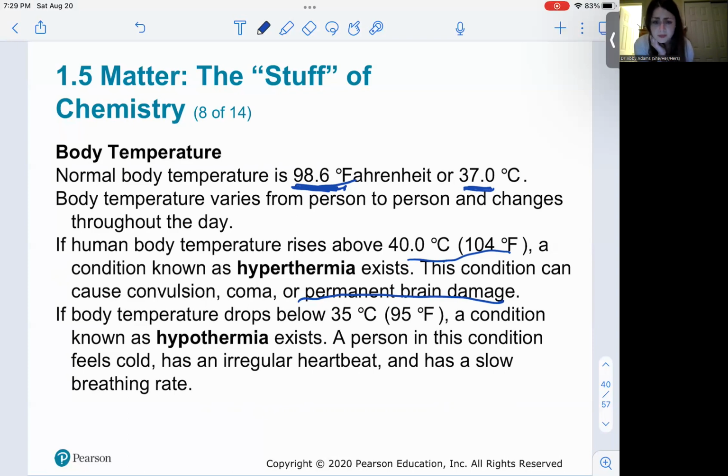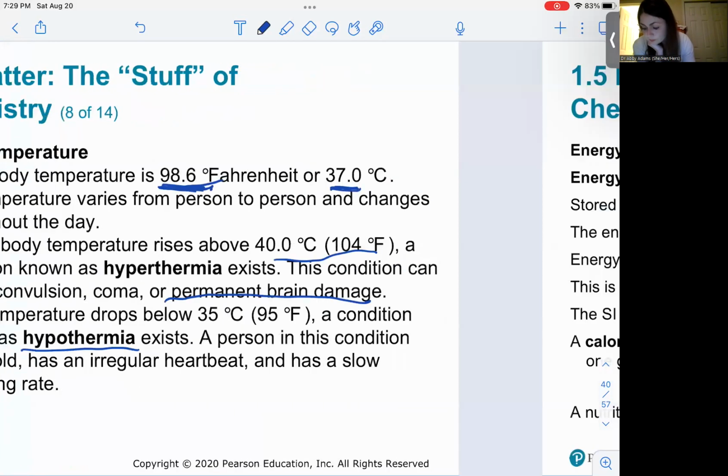And if the body temperature drops below 35 degrees Celsius, that's hypothermia. That exists. That happens sometimes with certain metabolic disorders. Whenever food isn't broken down properly, energy is not produced properly, and you can have a low body temperature, and that can cause an irregular heartbeat and a slow breathing rate, and it can be fatal very quickly.